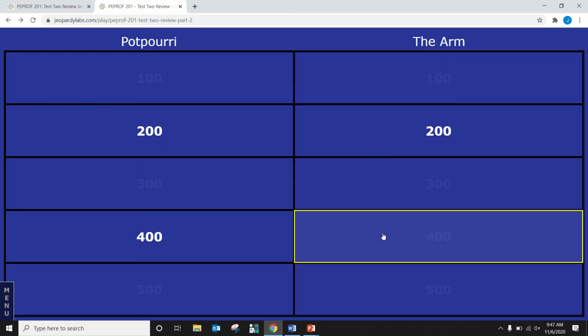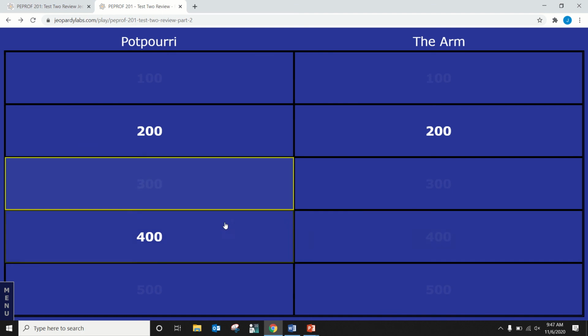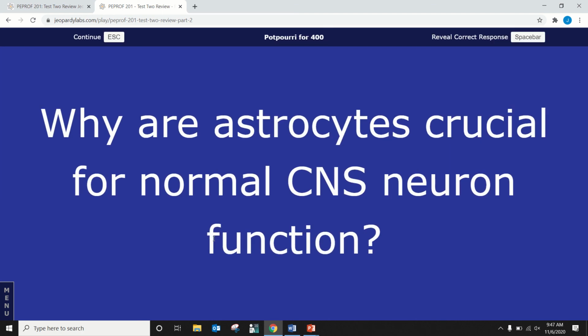All right, which of the three, Connor? Let's go. All right, why are astrocytes crucial for normal central nervous system function?